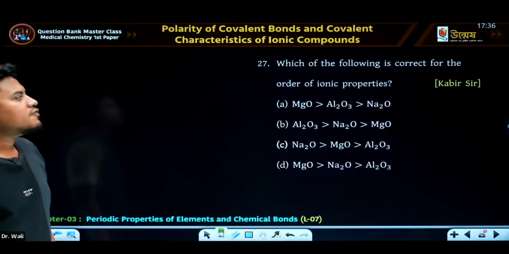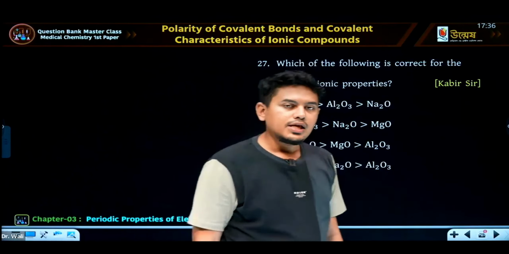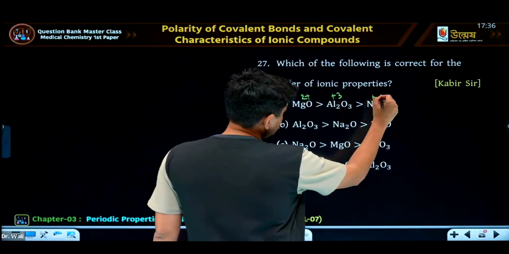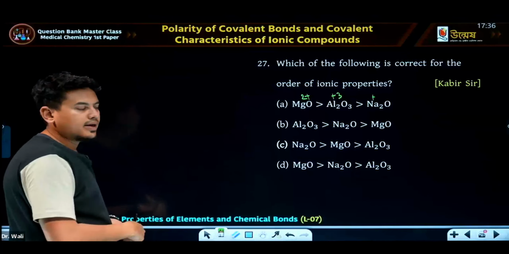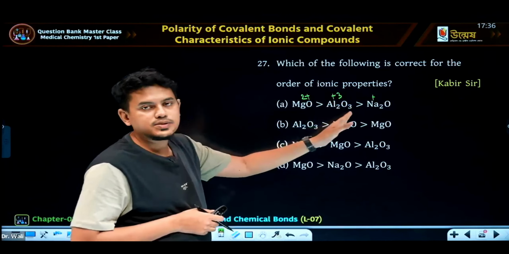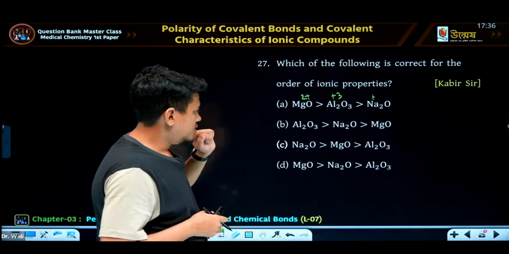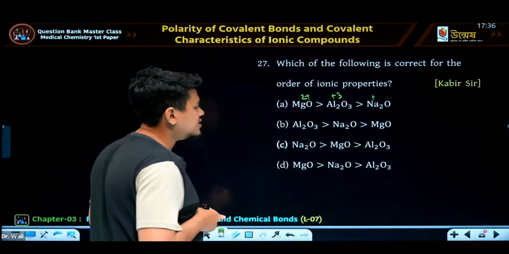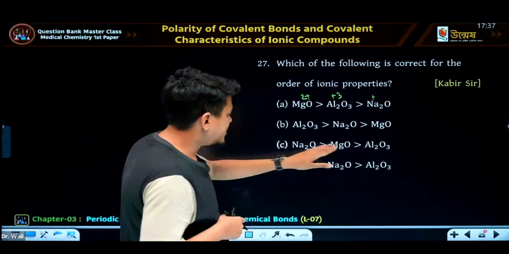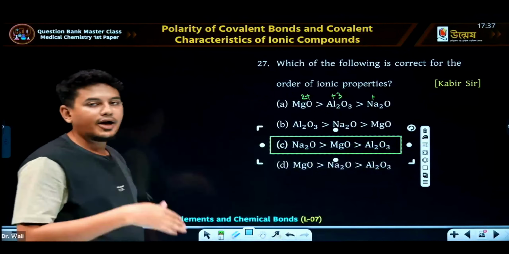Which one of the following is correct for the order of ionic properties? If we go through the first one, we see it is +2, this is +3, this is +1. So this should not be the correct order. Why? Because the cation that is more positively charged is responsible for more polarization, so it will be more covalent. In fact, it will be the most covalent among these three. So let's put it at the leftmost corner, as it has the least ionic character, followed by the +2 charge, which is magnesium oxide, followed by the +1 charge, which is sodium oxide. This is the order of ionic properties.